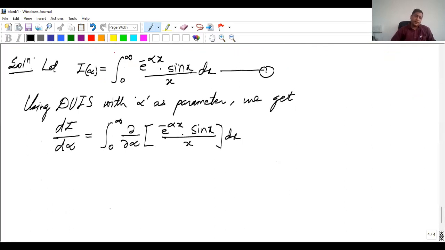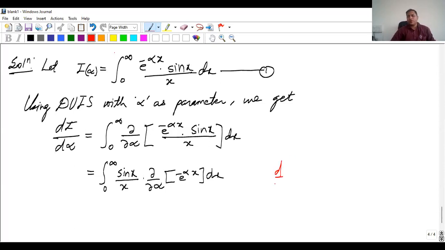Now here inside the integral we go with the partial derivative, outside the integral we go with the total derivative. In partial derivative, when we differentiate with respect to one variable, the other variable is treated as a constant. So here we are differentiating with respect to the parameter, and hence this term sin x upon x does not contain alpha, so it can be treated as a constant with respect to alpha. So ∂/∂α of e raised to minus alpha x dx.